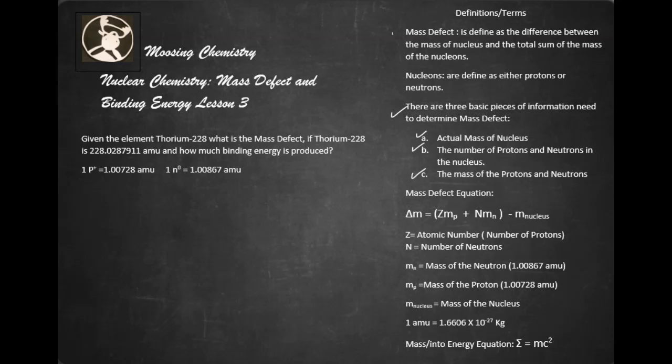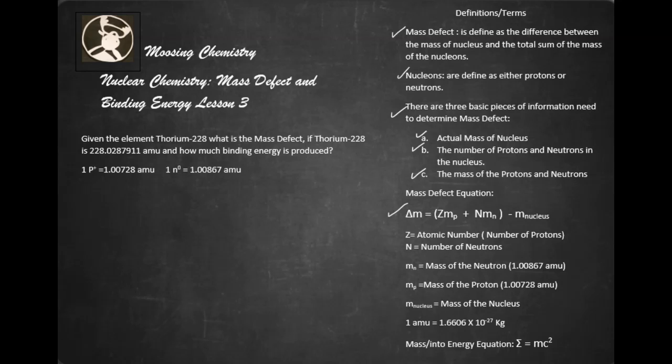And what is mass defect? Mass defect is defined as the difference between the mass of the nucleus and the total sum of the mass of the nucleons. And nucleons are defined as either protons or neutrons. And here's the equation that we're going to use. Delta M equals, in parentheses, Z M_P plus N M_N, close parentheses, minus M nucleus. It's actually a lot easier than it looks.